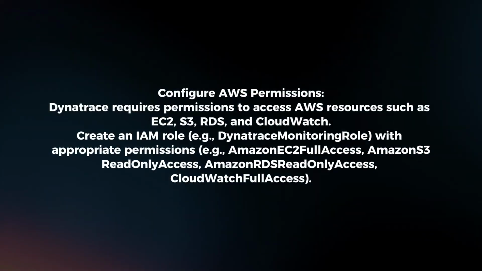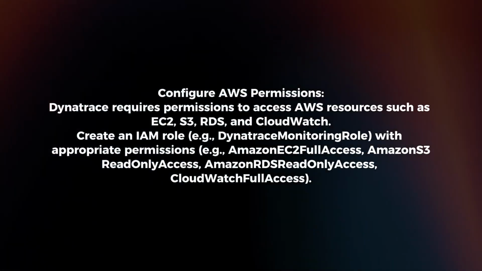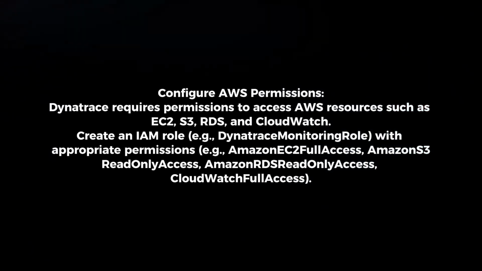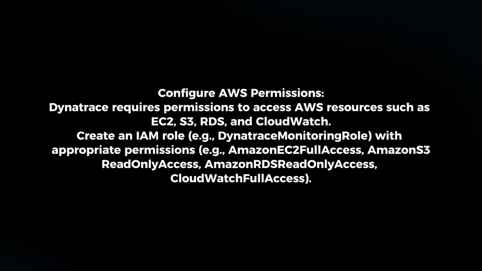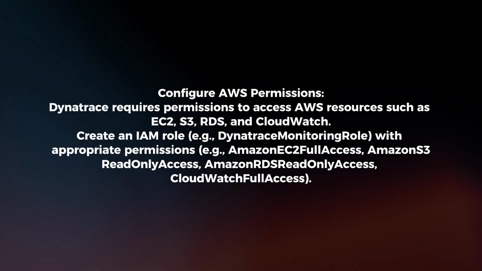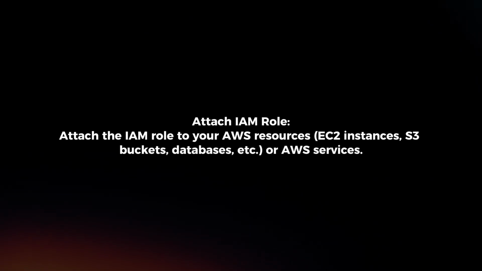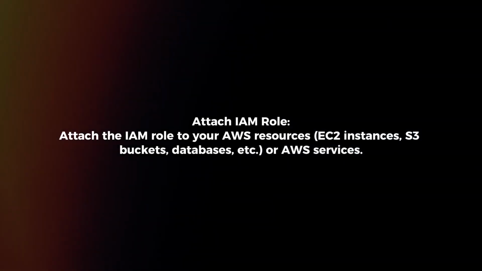Configure AWS permissions. Dynatrace requires permissions to access AWS resources such as EC2, S3, RDS, and CloudWatch. Create an IAM role with appropriate permissions. Attach IAM role. Attach the IAM role to your AWS resources or AWS services.